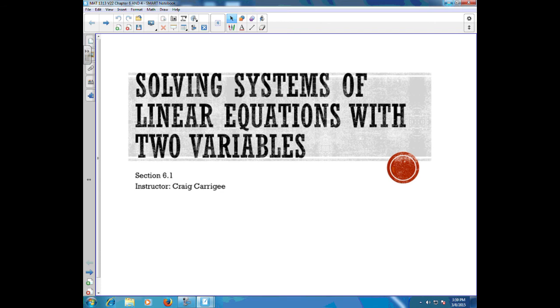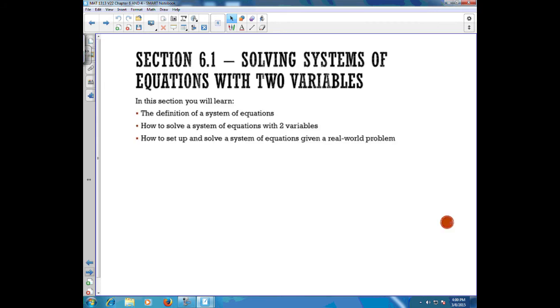All right, welcome back, everyone. So today we're going to talk about solving systems of linear equations with two variables. In this section, you're going to learn the definition of a system of equations, how to solve a system of equations with two variables, and how to set up and solve a system of equations given a real-world problem.